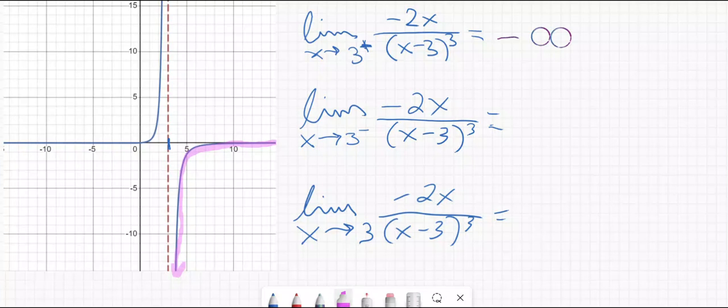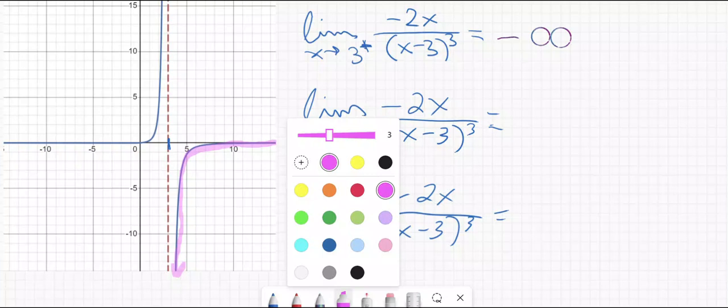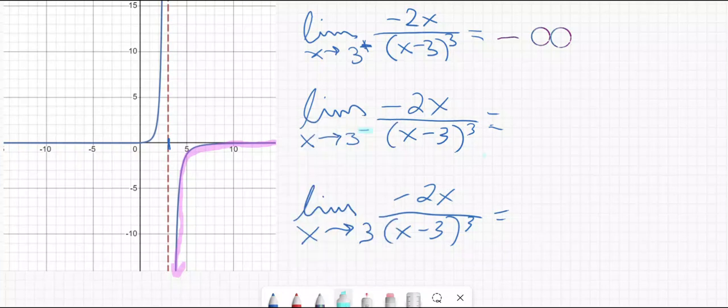All right, so then on the other side, if we come at 3 from the negative side, so numbers like 2.9, 2.99999, we get closer and closer from the left-hand side, so I'm just following the function. It gets bigger and bigger and bigger, and so it looks like on that side it's heading towards positive infinity.